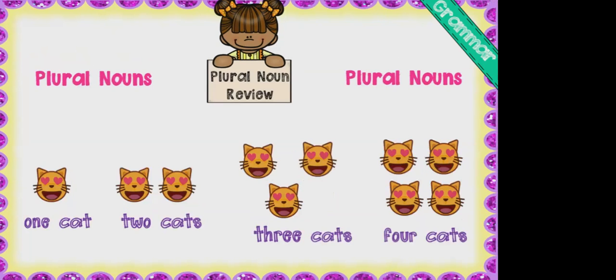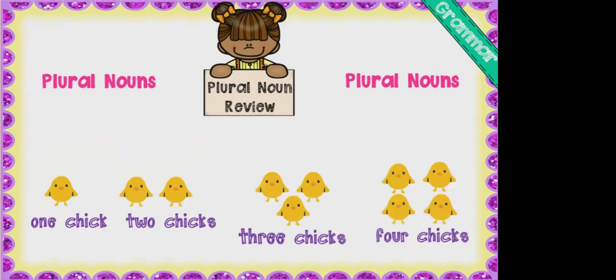So let's look at the next one. 1 cat, 2 cats, 3 cats, 4 cats. The same thing, right? 1 cat is singular, but 2 cats is plural. There's more than 1. That's why I had to add the S on there. The same thing with chicks. 1 chick, 2 chicks, 3 chicks, 4 chicks. I add that S on the chicks to make it more than 1.